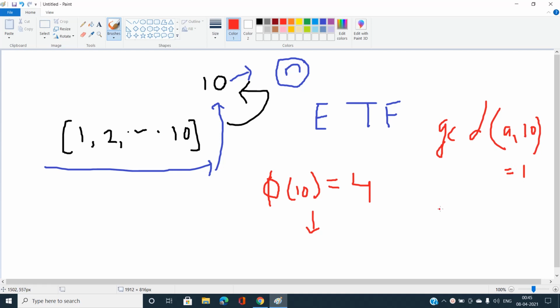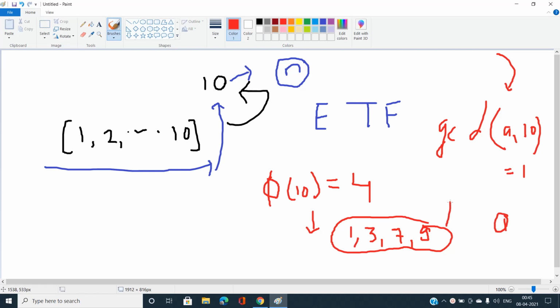You can see the numbers should come out to be 1, 3, 7 and 9. These are the four numbers. If you take the GCD of these numbers with 10, it will come out to be 1. So what is the total count of these numbers? The total count is 4. So you can easily claim that Euler's Totient function value at the number 10 will be 4.